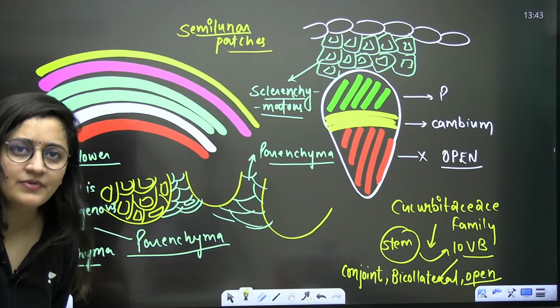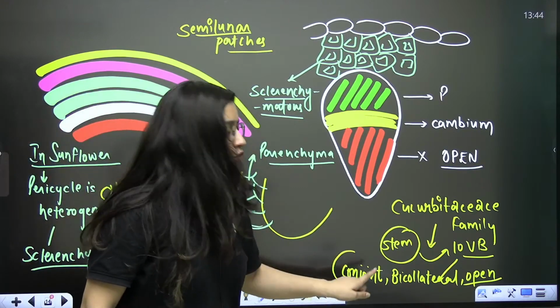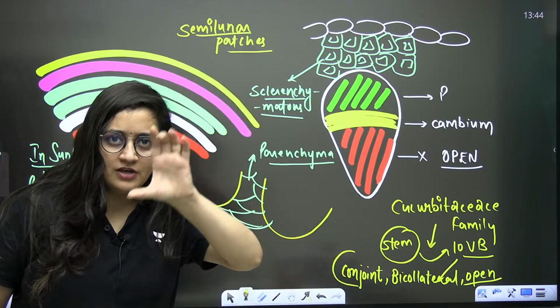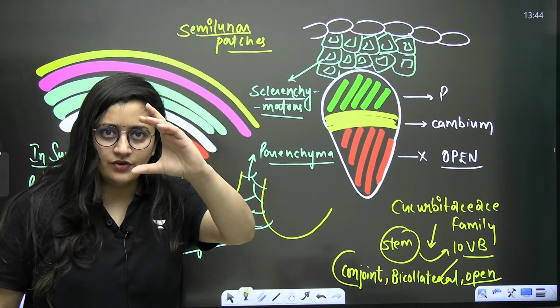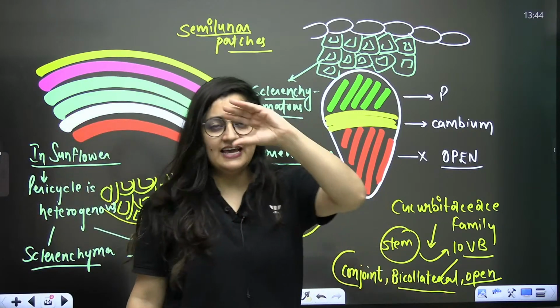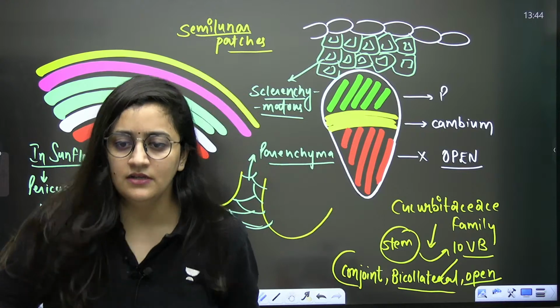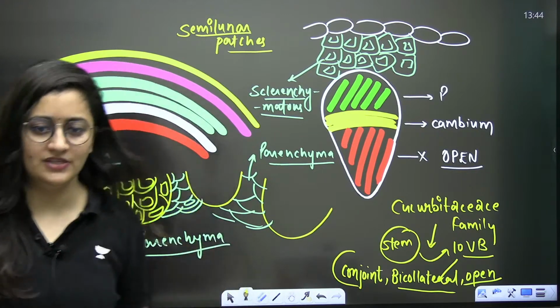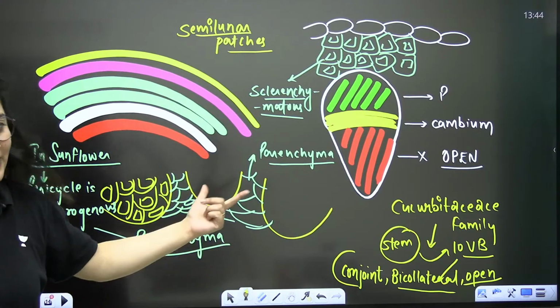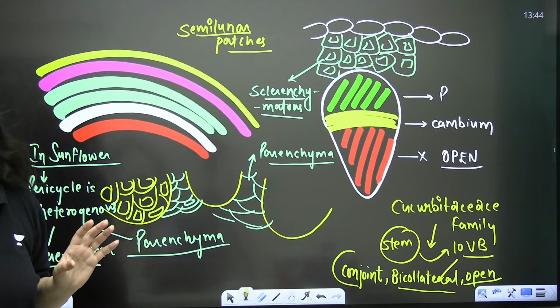In the Cucurbitaceae family, what type of vascular bundles are there? No doubt they are conjoined. Xylem and phloem are present on the same radius. They are joined together, right? And it is bicollateral. Xylem is there in the center, and phloem is covering it from both sides. Clear, bache? And it is open, means secondary growth is possible. This is what you need to keep in your mind.